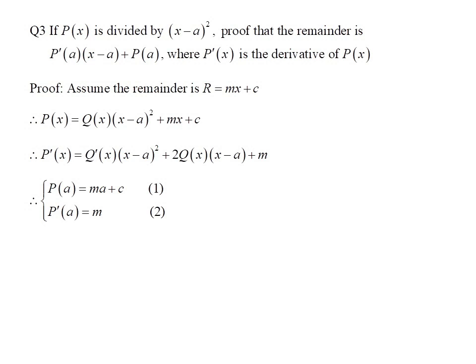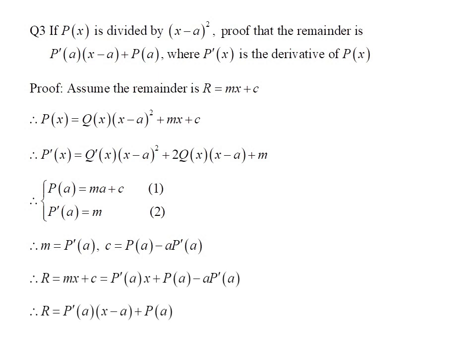After substituting a into the variable of both p(x) and p'(x), we have two simultaneous equations established, that are p(a) equals ma plus c, p'(a) equals m. Hence, we solve the simultaneous equations and find the expression of both m and c in terms of a, p(a), and p'(a). Finally, it is proved that the remainder r is equal to p'(a) times (x minus a) plus p(a).